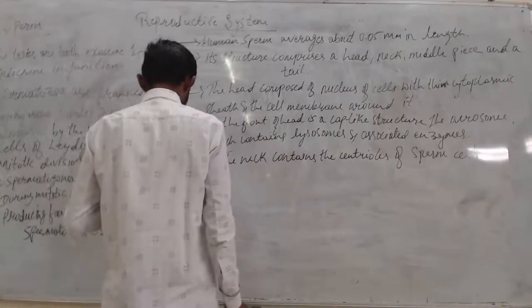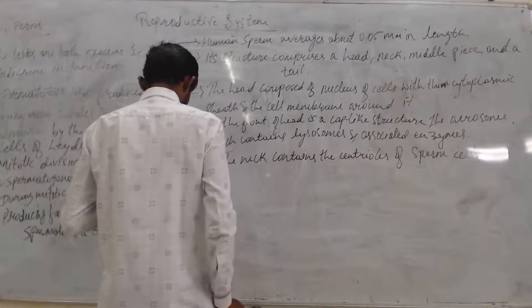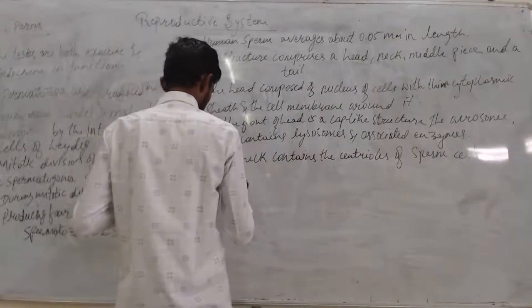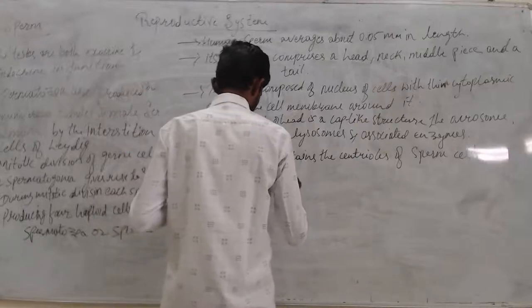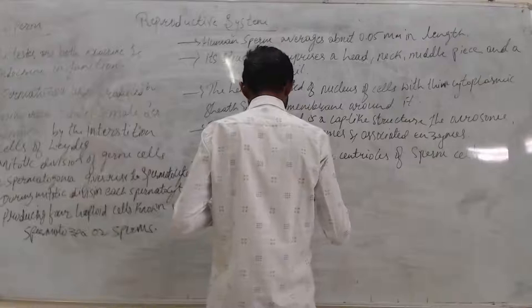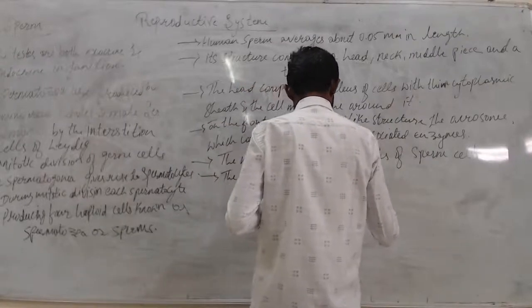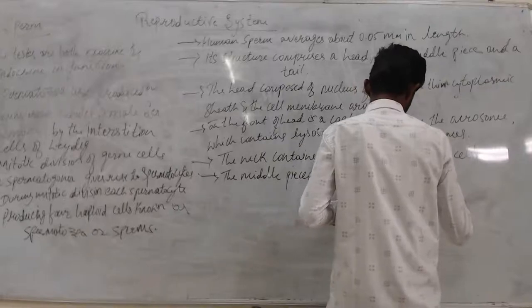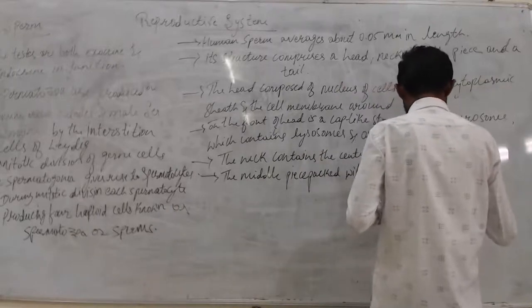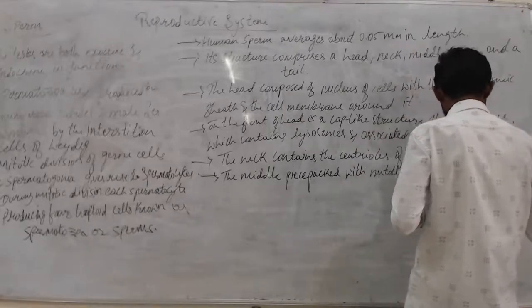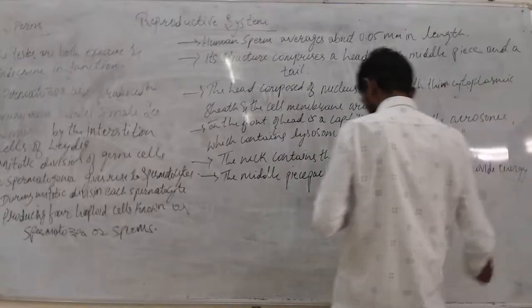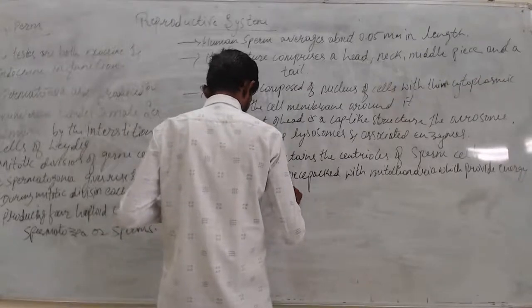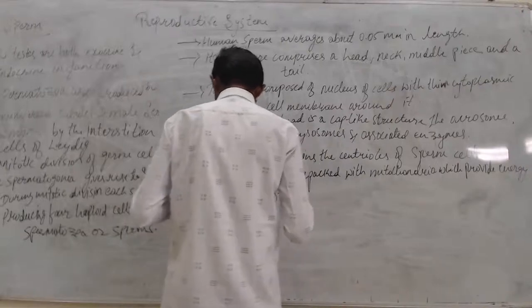The middle piece is closely packed with mitochondria, which provide energy in the form of ATP for the locomotion of the sperm.